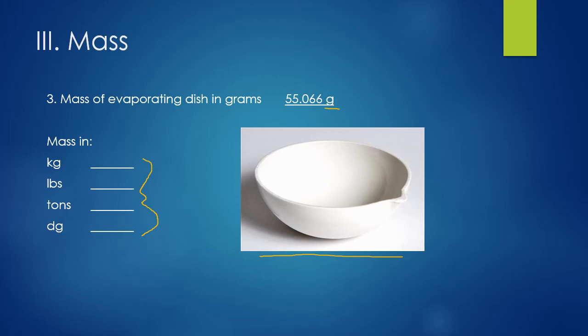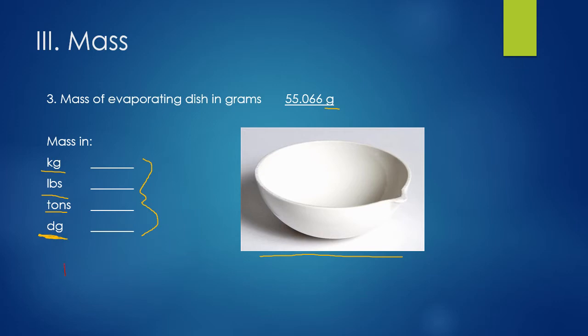My first conversion will be going from grams to kilograms. My next conversion will be getting that into pounds, then tons, and then lastly decigrams. Okay, so this DG is deci, not deca. What do I mean by that?